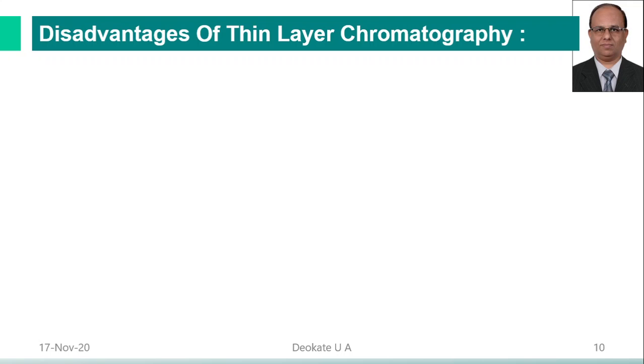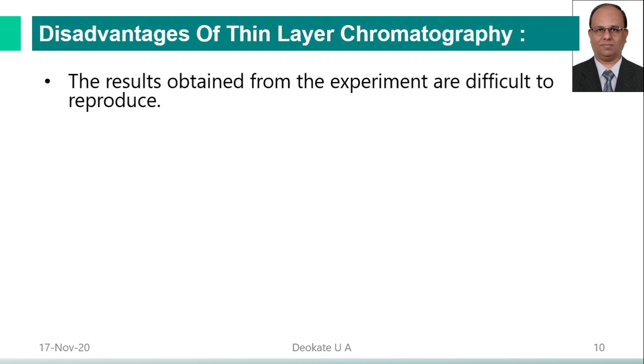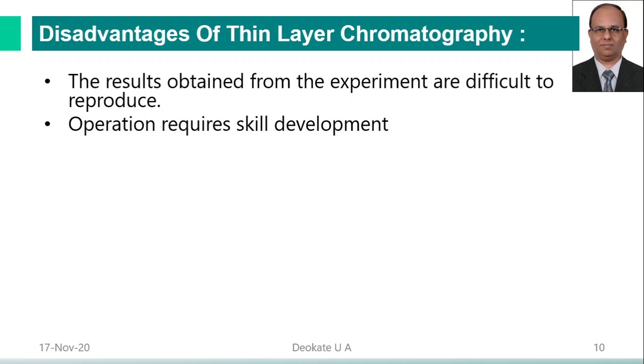But it also has some disadvantages. So what are the disadvantages of thin layer chromatography? The results obtained from experiments are difficult to reproduce. Many times the layer thickness, the particle size, and the mobile phase composition are affecting the result. So the results obtained from the experiments are difficult to reproduce.